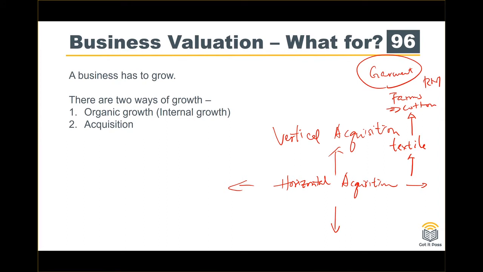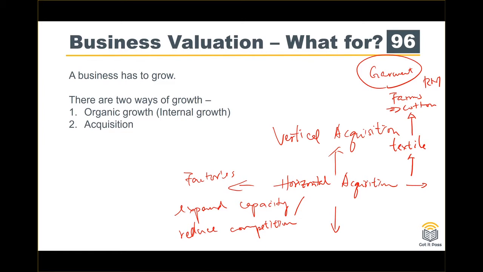For the horizontal acquisition, you can buy other factories to expand your capacity, or you would like to reduce the competition. The horizontal acquisition is the way to reduce your competition or the way to expand your capacity to fill up your demands.